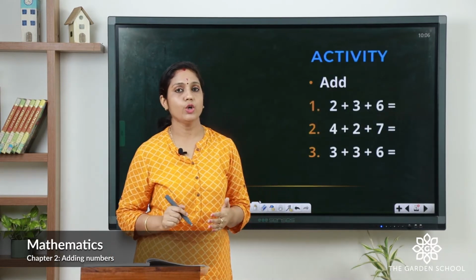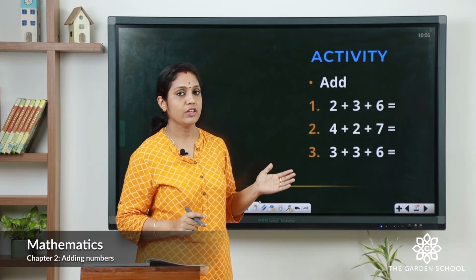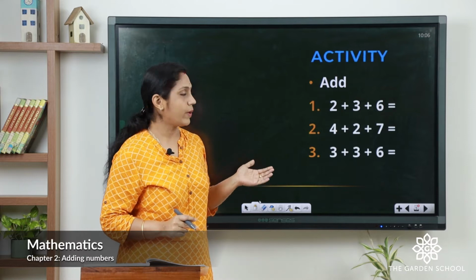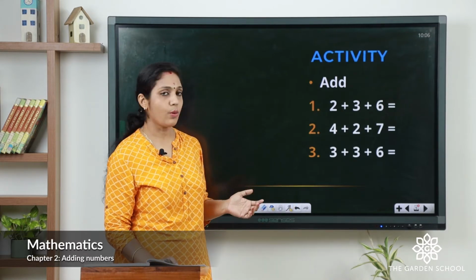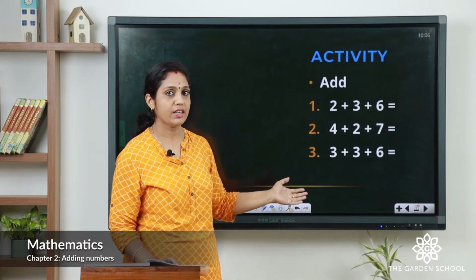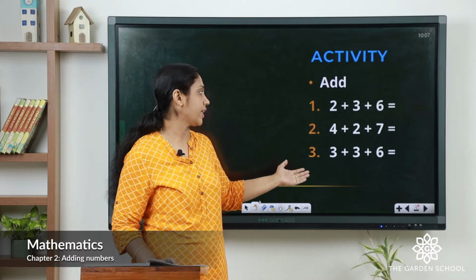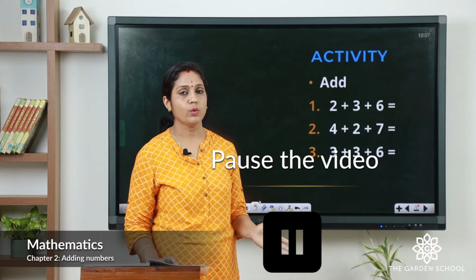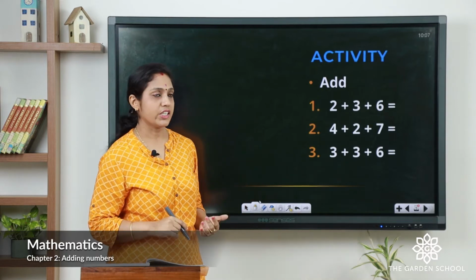You can take out your notebook and write down the questions. Here you have 3 questions. The first question is 2 plus 3 plus 6. Second question 4 plus 2 plus 7 and the third question 3 plus 3 plus 6. So, you can do it and once you have done you can come back. So, hope you have done it. Now, let us check the answers.